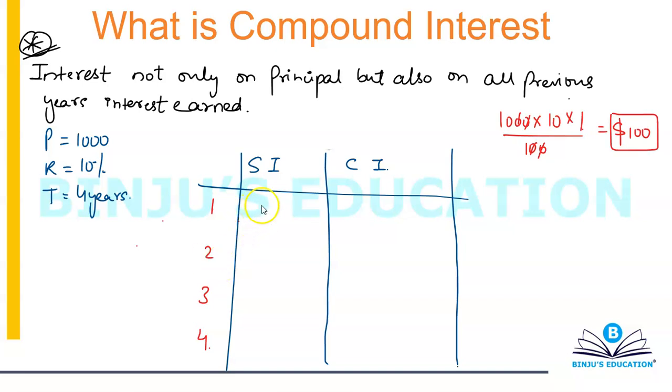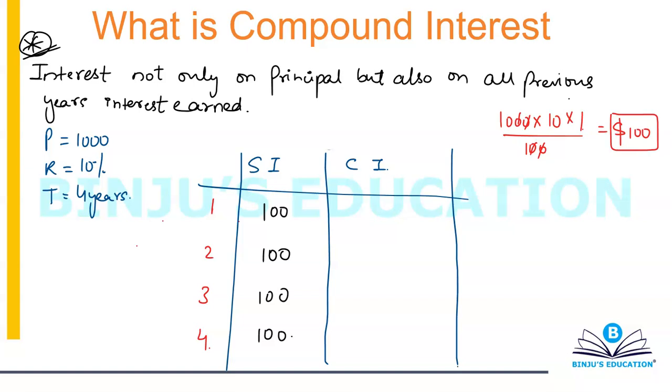So for the first year it's 100. I'm going to omit the dollar sign because it becomes a bit cumbersome for me. This is 100, this is also 100, this is also 100, and this is also 100. It doesn't change at all. Simple interest is fairly simple to calculate.